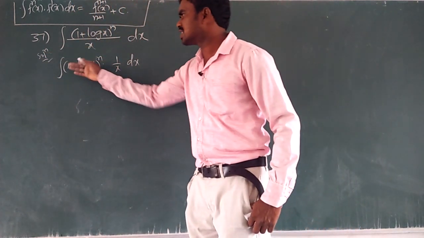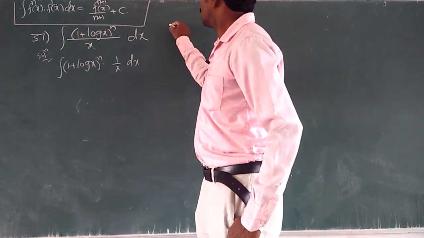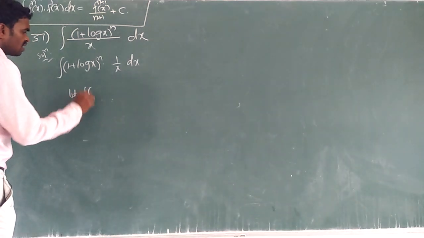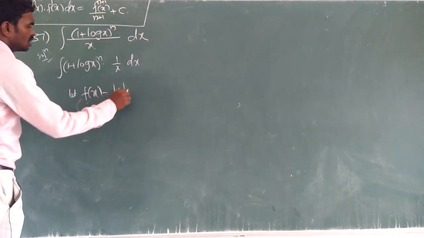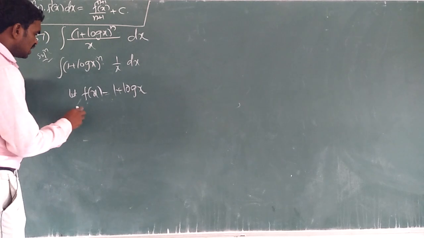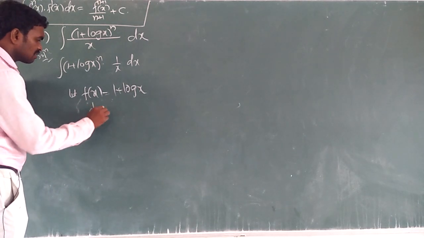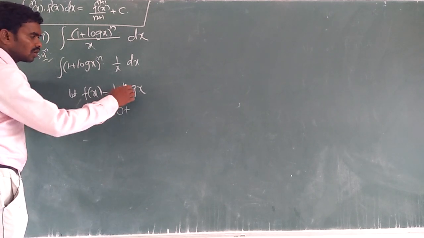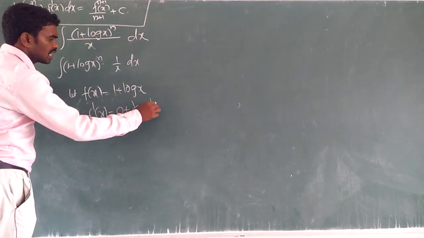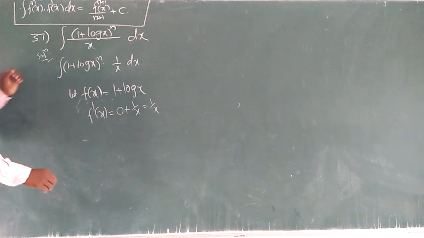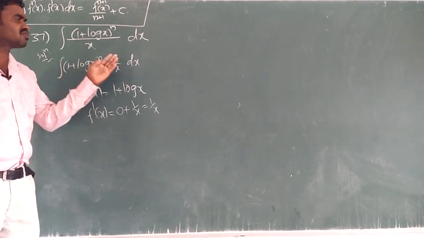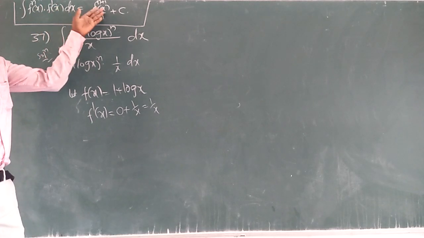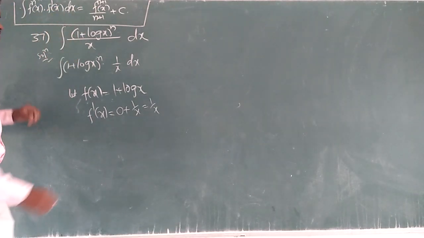Okay, solution. Let f of x be 1 plus log x. Immediately the derivative f dash of x is 1 derivative 0, constant derivative 0, log x derivative 1 by x. So we are getting 1 by x. This is the function, and this will be the derivative of that function. So we can apply the formula. Yes, we can apply.